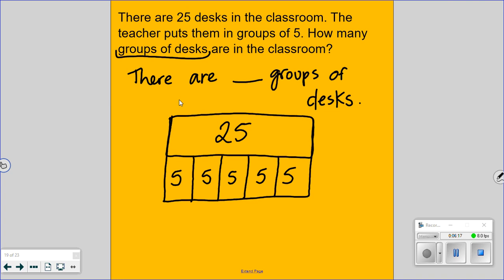Now, is my answer 25? No, it's not 25, because look at what it wants to know. It doesn't want to know how many desks. It wants to know how many groups of desks. The groups are this piece right here. How many groups do I have? Raise your hand to tell me.